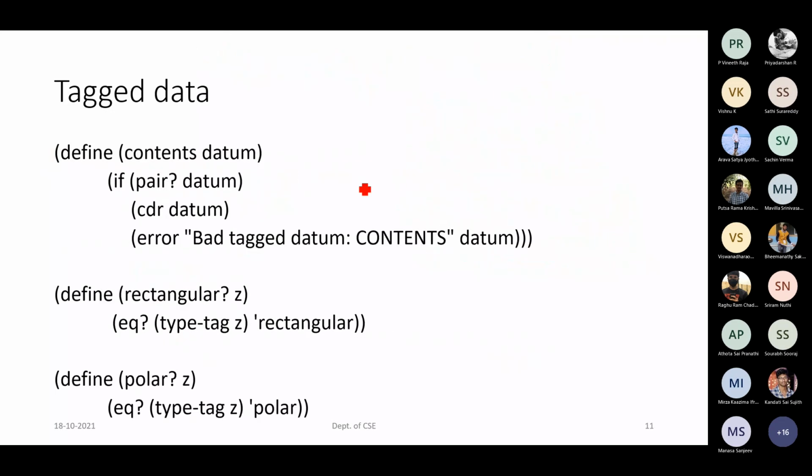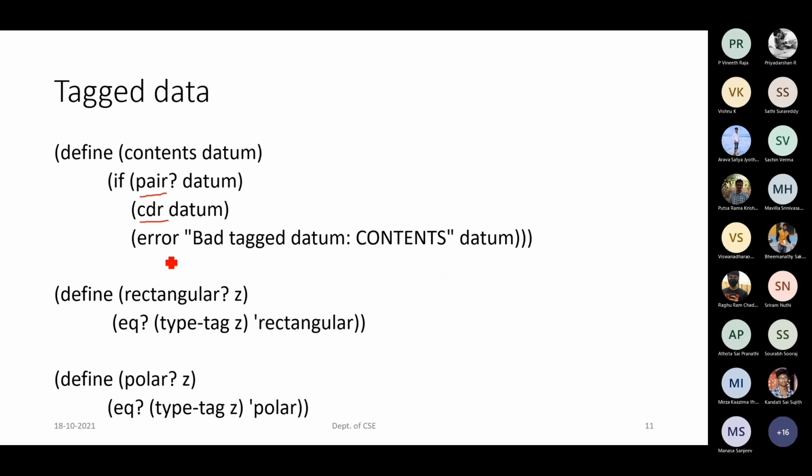For extracting the content part, when you pass an argument as a complex number, that means the complex number will have the tag as well as the content. So here also we are just checking whether your content argument, whatever you have passed, is a pair or not. If it is a pair, then you are just extracting the CDR portion of your content. If it is not a pair, then you will be raising an error message.